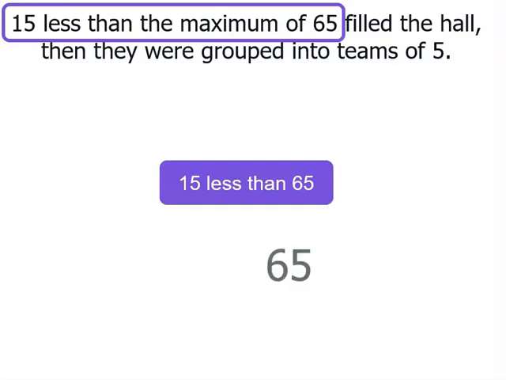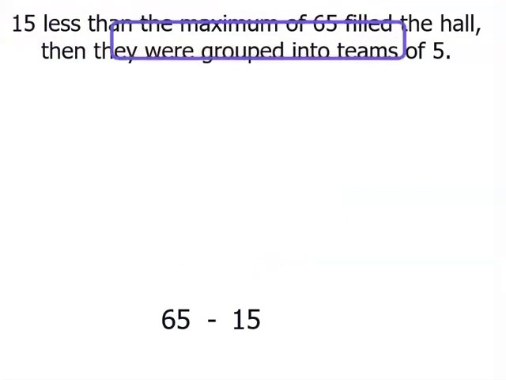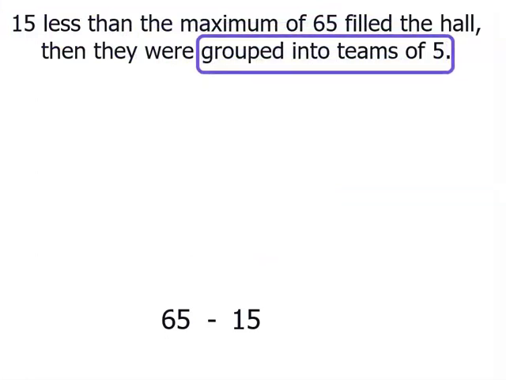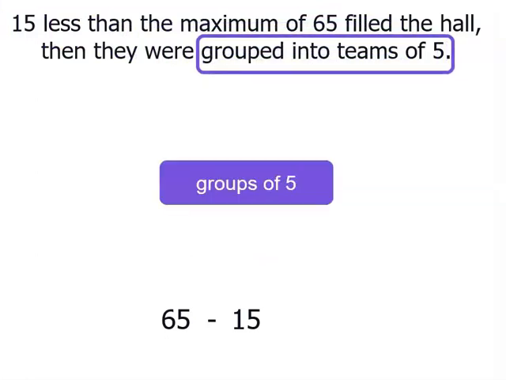So we start with 65, and if you imagine a number line, we need to subtract because we've got a smaller number, or less than 65. So that means it's 65 minus 15. So the way it's written means you have to think about what's happening to that 65. It's being reduced. Now, they're grouped into teams of 5. So that means we're going to divide by 5 to get our groups of 5. How many groups of 5 are we going to make? Well, we don't know, but we'll divide by 5 and that will tell us.